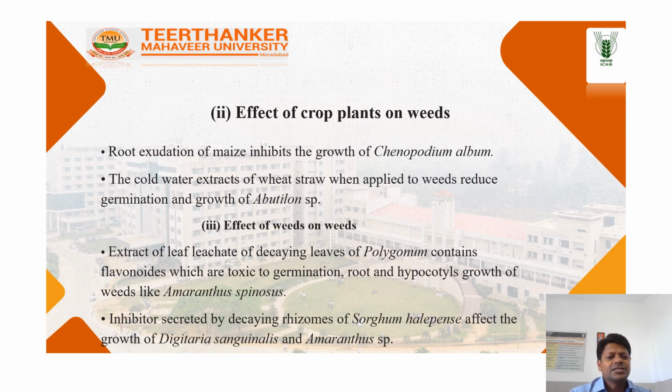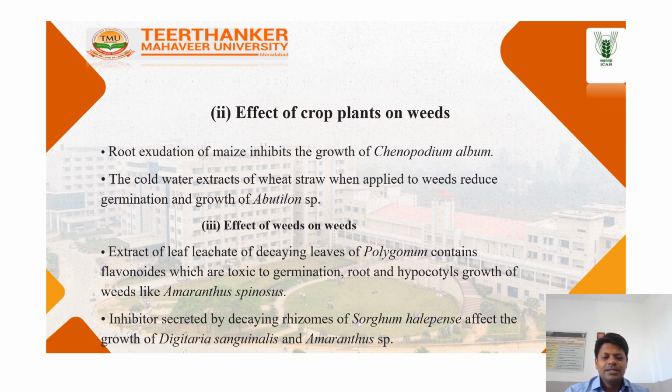Now here is the effect of the crop on the weed. Root exudate of maize inhibits the growth of Chenopodium album. The cold water extract of wheat straw, when applied to wheat, reduces the germination and growth of weed species. Effect of the weed on the weed.